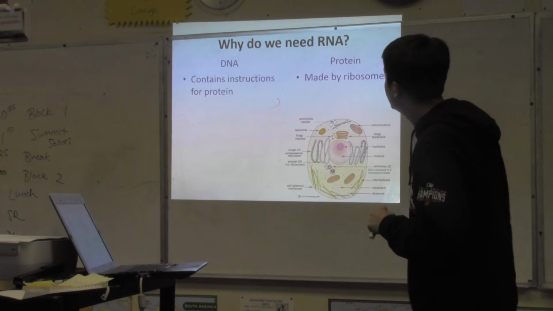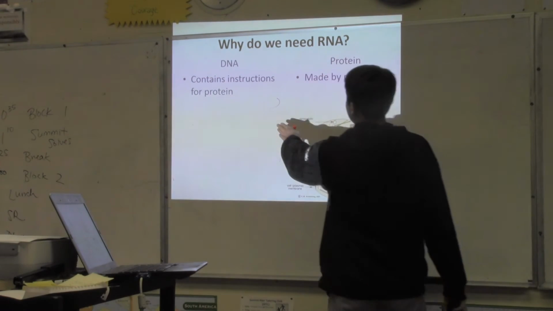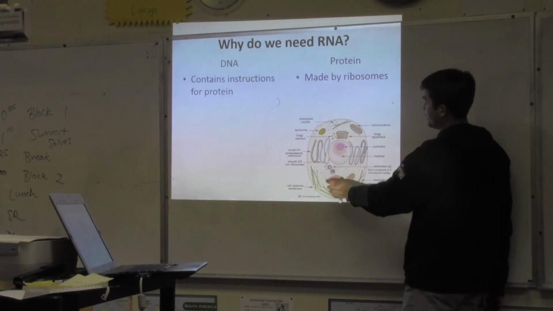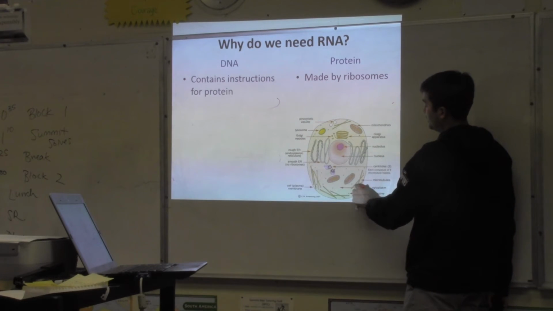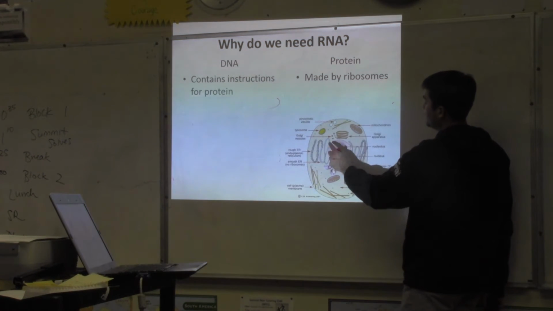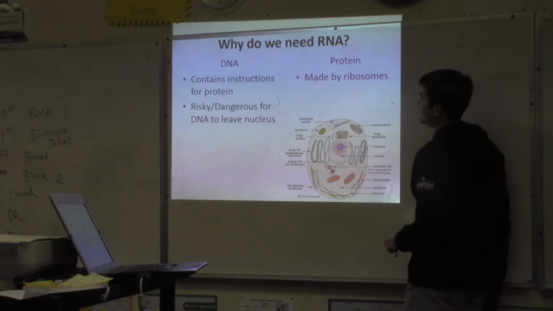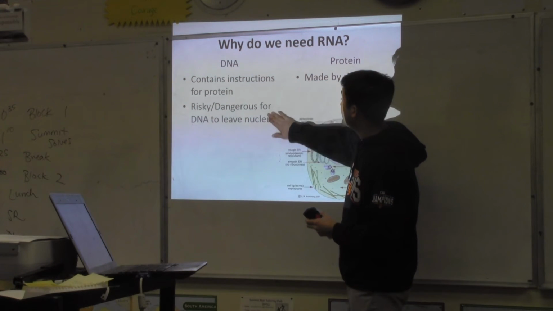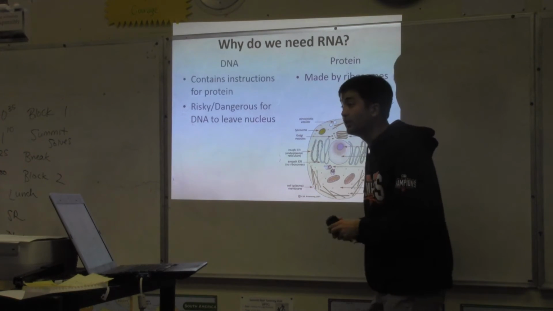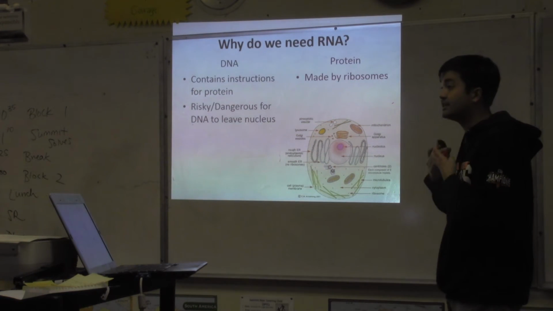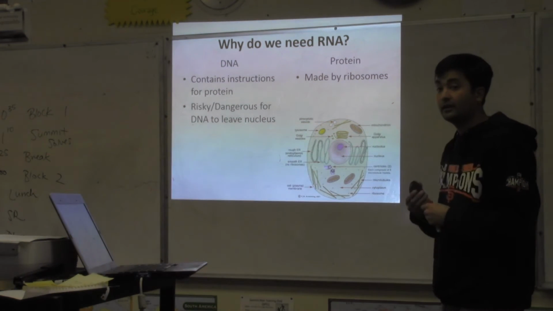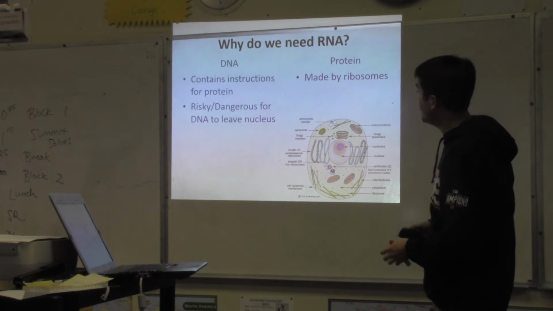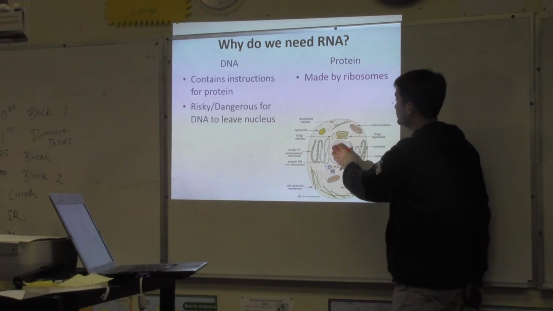And here's why. We know that DNA contains the instructions for protein, and that proteins are made by ribosomes. So we know the ribosomes are out here in the cell, that's where the proteins are made. The DNA is inside the nucleus. It's actually really risky or dangerous for the DNA to leave the nucleus. We've got to think about the DNA as precious. It's important that we keep it safe. If it gets damaged, then our body can no longer make proteins. So we want to make sure that the DNA is safe inside the nucleus.